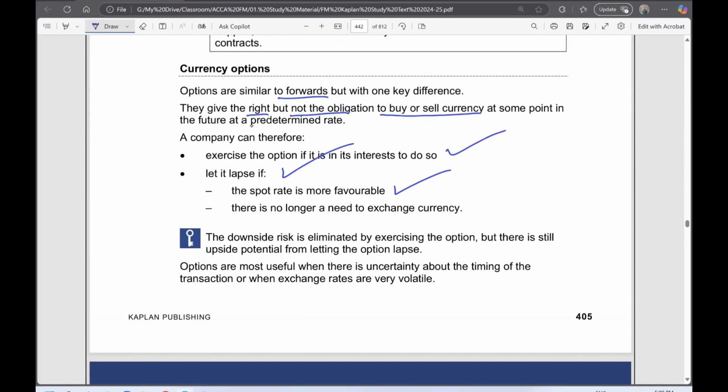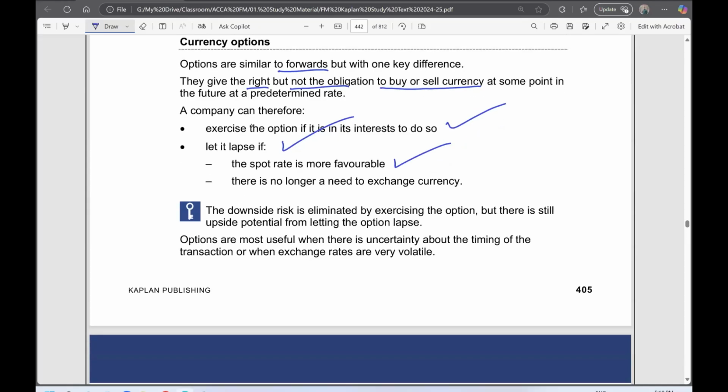Now, one point here. In case of currency future, if you are going to receive money, what will you do? You will sell future. These points you need to understand and learn. If you are receiving money, if you have a foreign receipt, you will sell currency future. If you have a foreign currency payment, you will buy currency future.